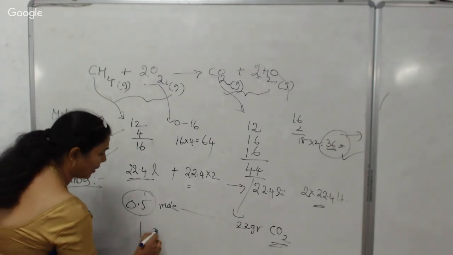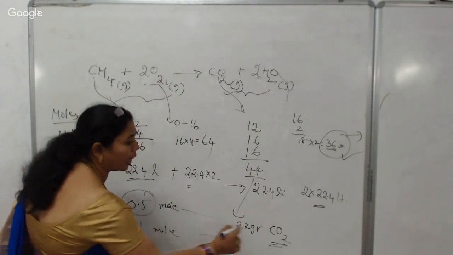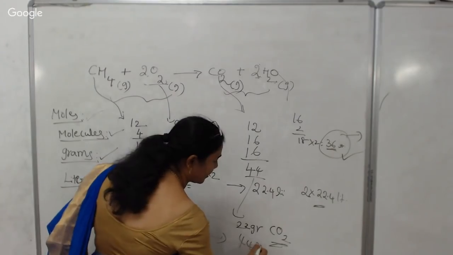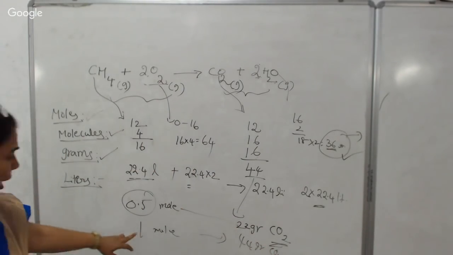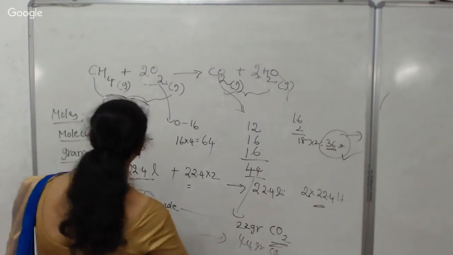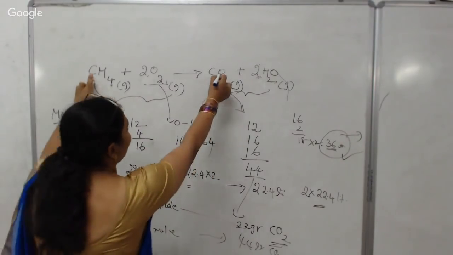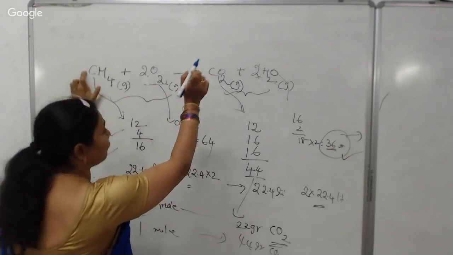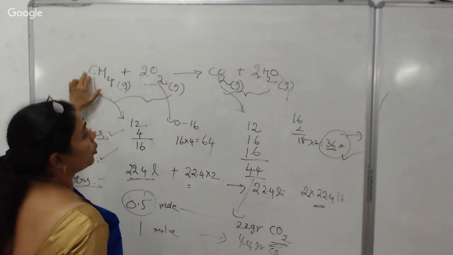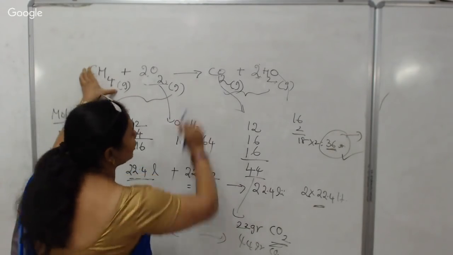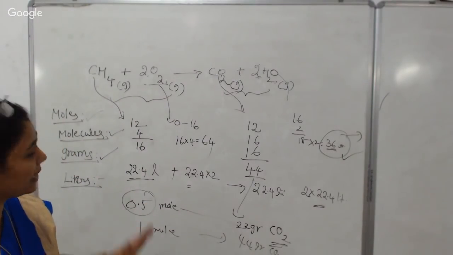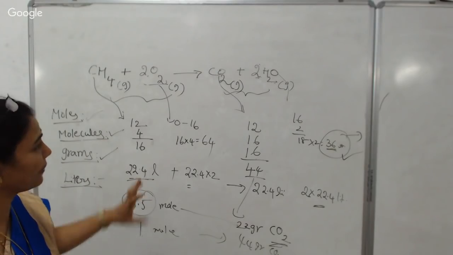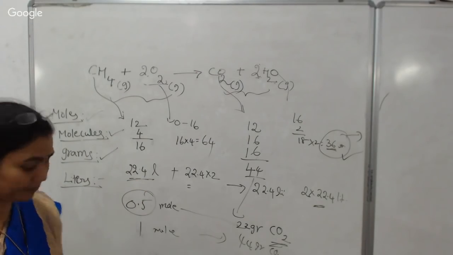0.5 mole means you will get 22 grams of carbon dioxide. Suppose if you take 1 mole, how much carbon dioxide will you get? You will get 44 grams. Same thing, 1 mole, you will get 44 grams. Suppose if I take 0.5 moles of methane, I will get only 22 grams. But in your book it is given in a little complicated way. Just write down the equation and finish the problem fast. Okay? Right.